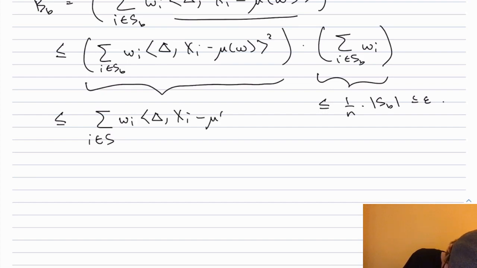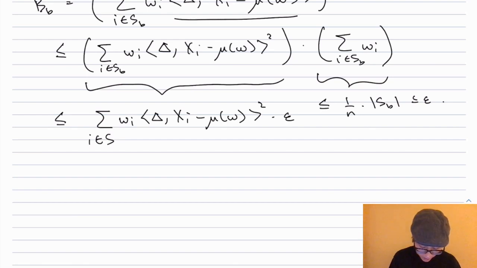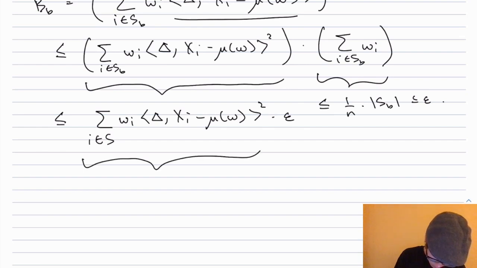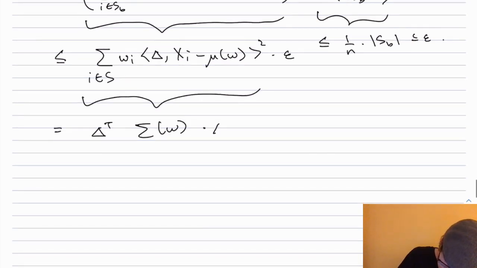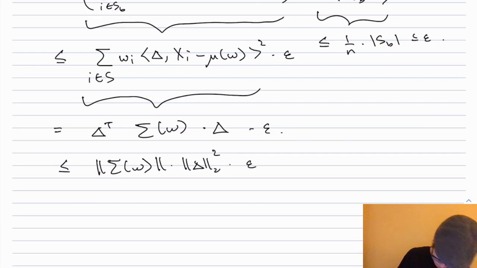So we get this expression times epsilon. And the reason why we've done this is because now we actually have the quadratic form that we can control, because this is exactly delta transpose times the empirical covariance, or I should say sigma of W, times delta times epsilon. And by the definition of the spectral norm, this is at most the spectral norm of sigma of W times the L2 norm of delta squared times epsilon.